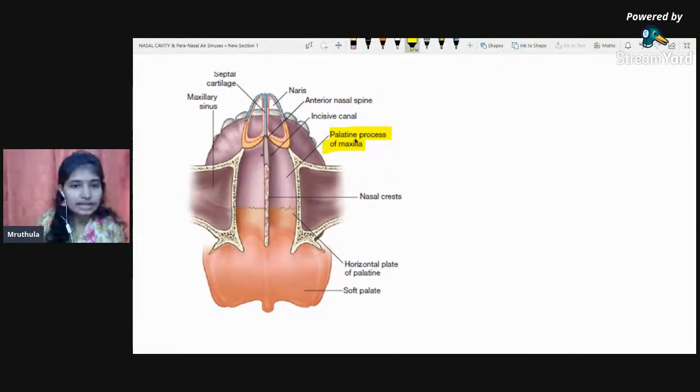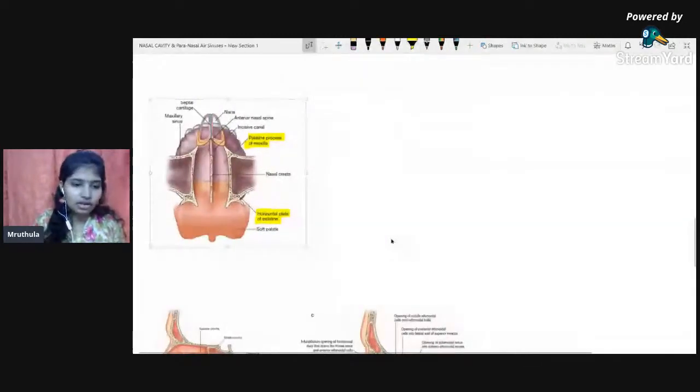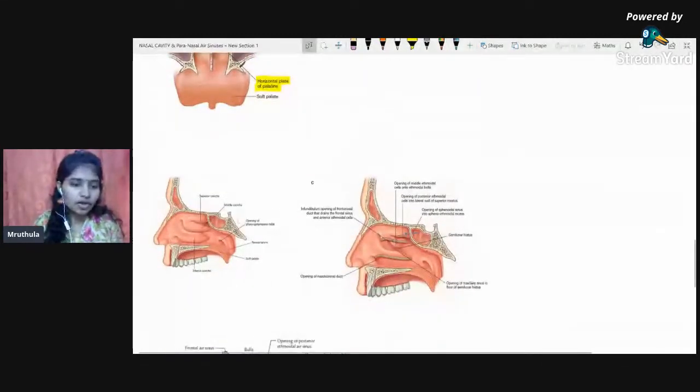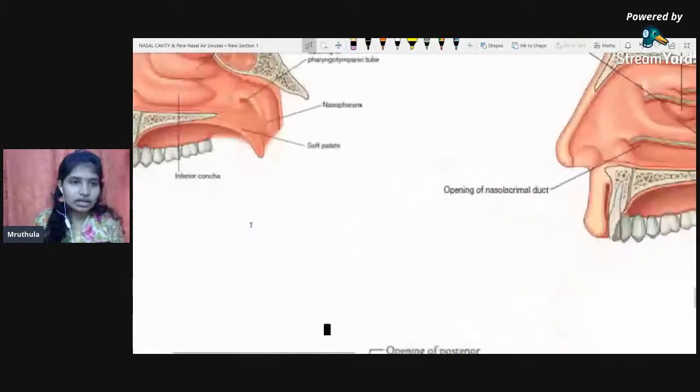So the palatine process of maxilla forms the anterior part and the posterior part is formed by the horizontal plate of palatine bone. There is a bone in the inner aspect which is called palatine bone. It has 2 parts, the horizontal part and the vertical part, otherwise called the perpendicular part. Of that, the horizontal plate forms the posterior portion of the hard palate. Now I just want you to know these names. That's enough for now.